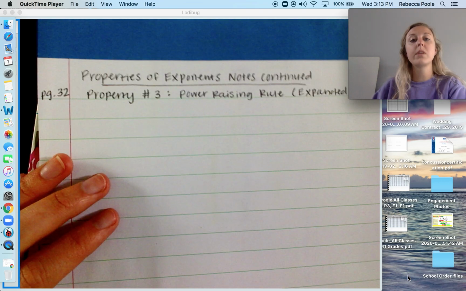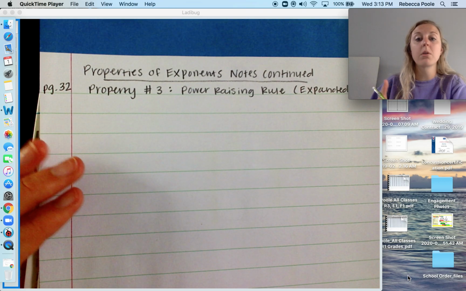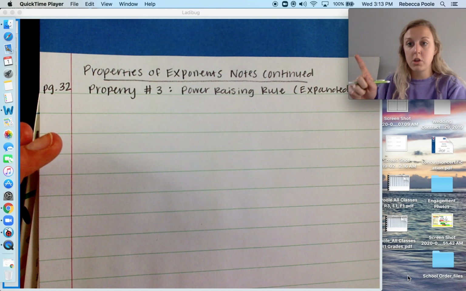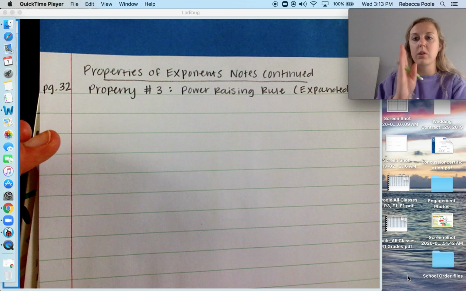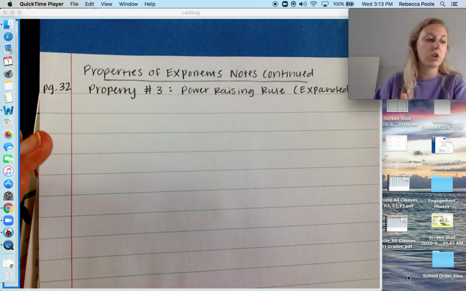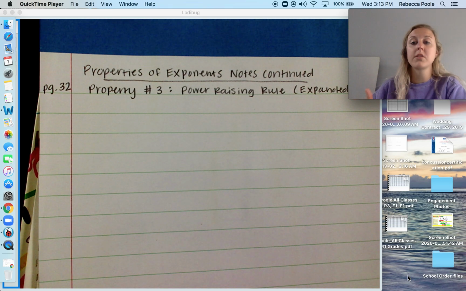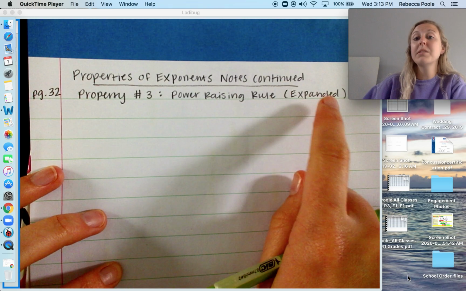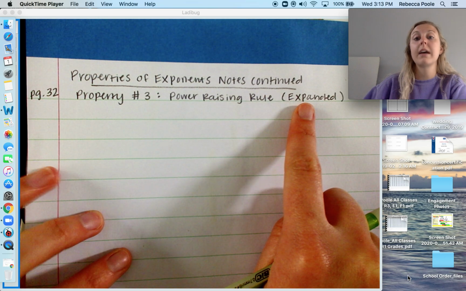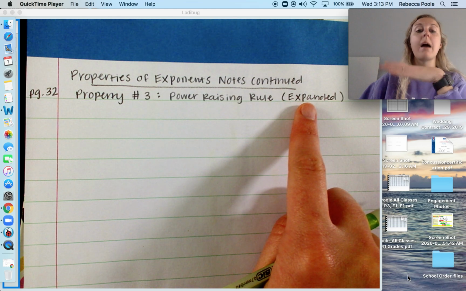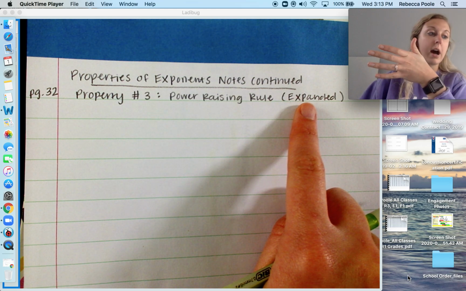All right, so we talked about yesterday how the power raising rule says that when you have one exponent raised to another, then you're going to multiply the exponents, right? So we did do an example yesterday where you had more than one exponent to multiply. That was actually this power raising expanded rule. So it's where you have to expand and multiply by more than one exponent, okay?